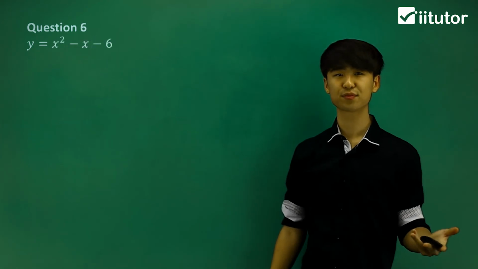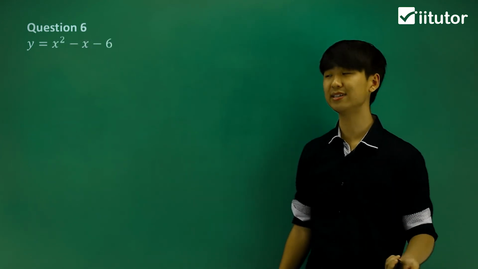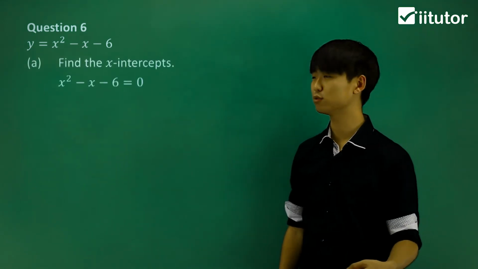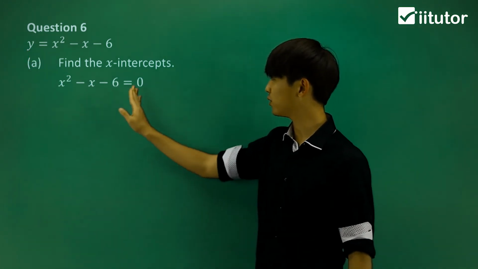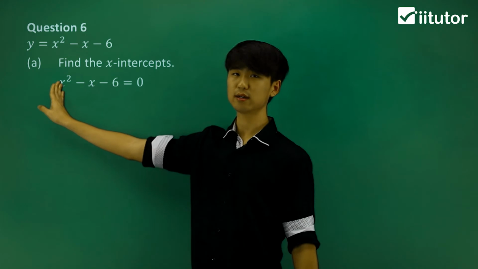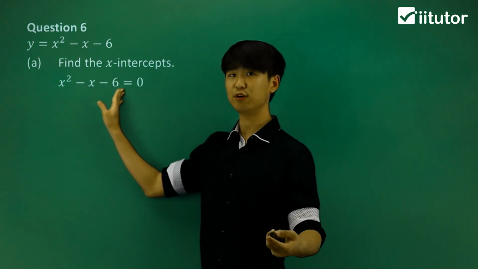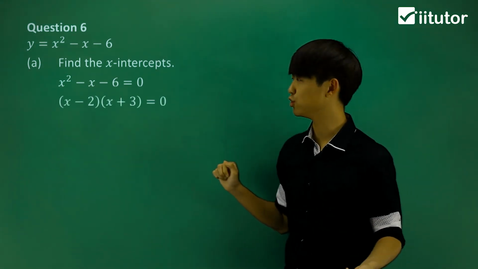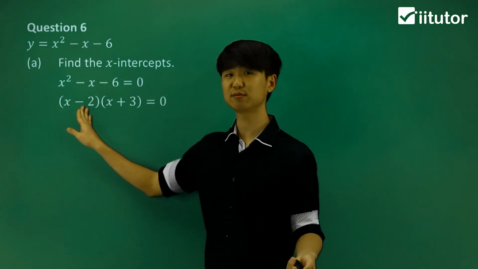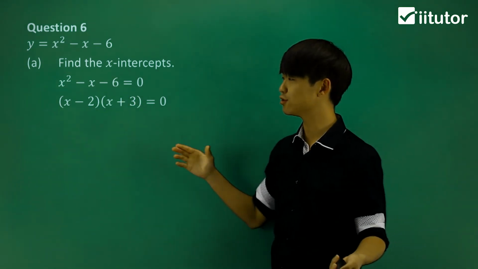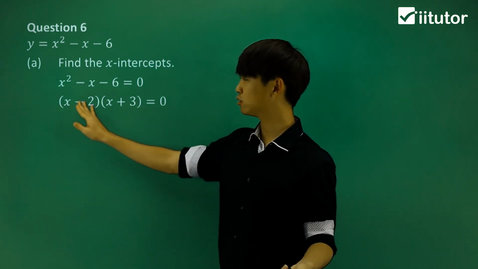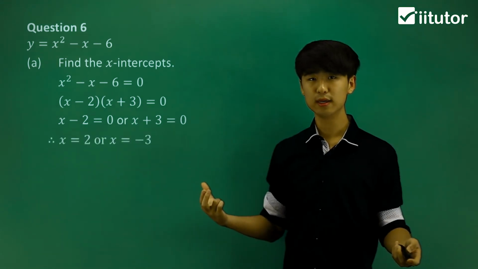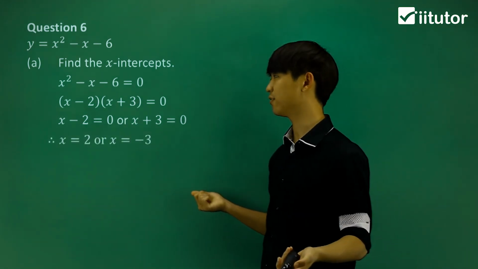We're almost there. What about this one? y is equal to x squared minus x minus 6. Find the x-intercepts. Let's put y is equal to 0, and we have our equation. We have a quadratic. To solve this quadratic, we're going to need to factorize it. Hopefully we already know how to factorize our quadratics. We get these two brackets. If you factorize, we get (x minus 2)(x plus 3). Those two multiply to equal 0. That means this is equal to 0, or this is equal to 0. Solve each one, and we get x is equal to 2 and negative 3.